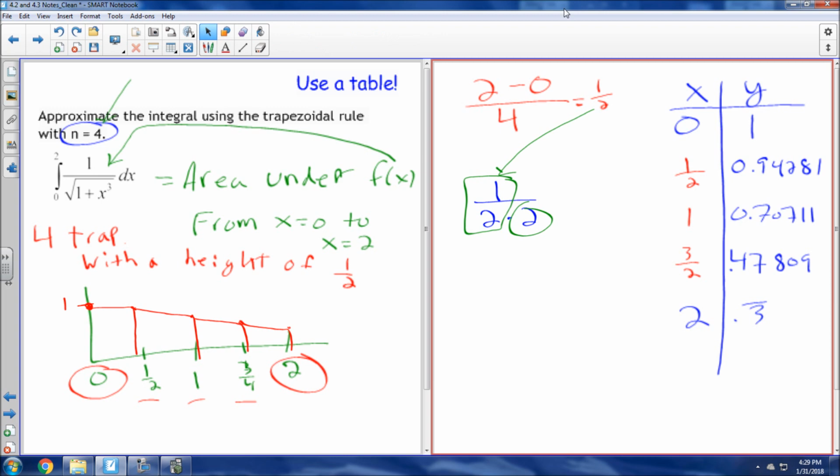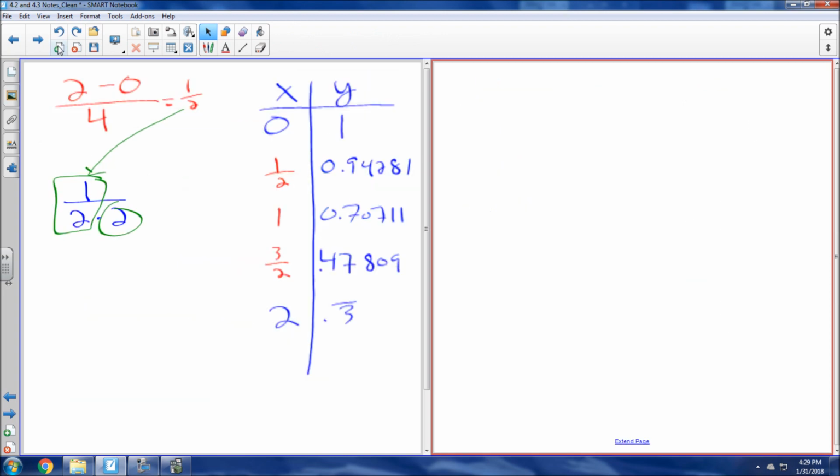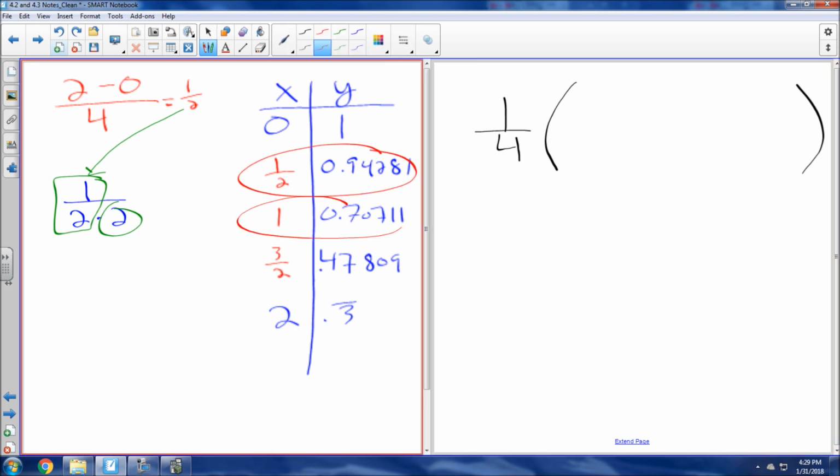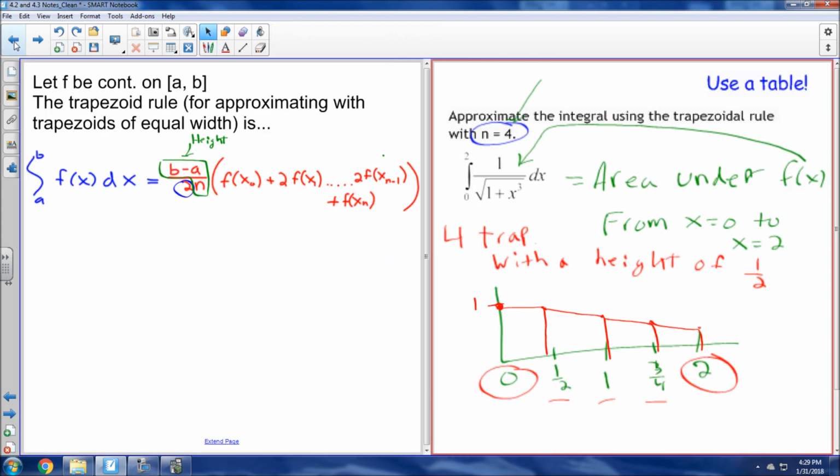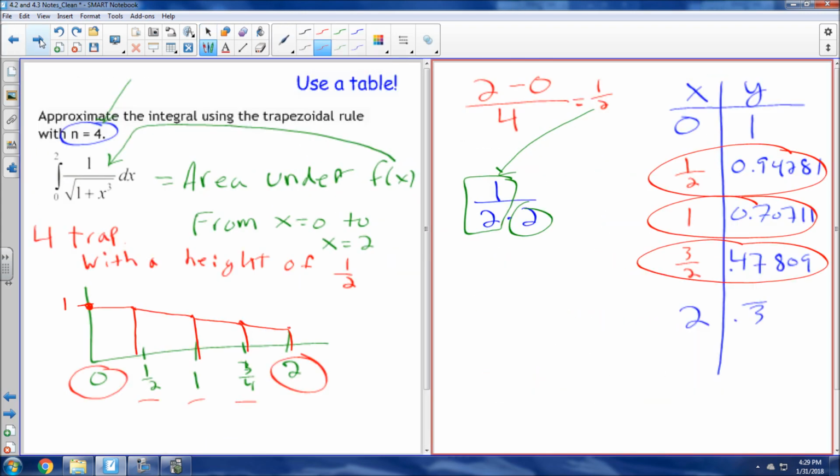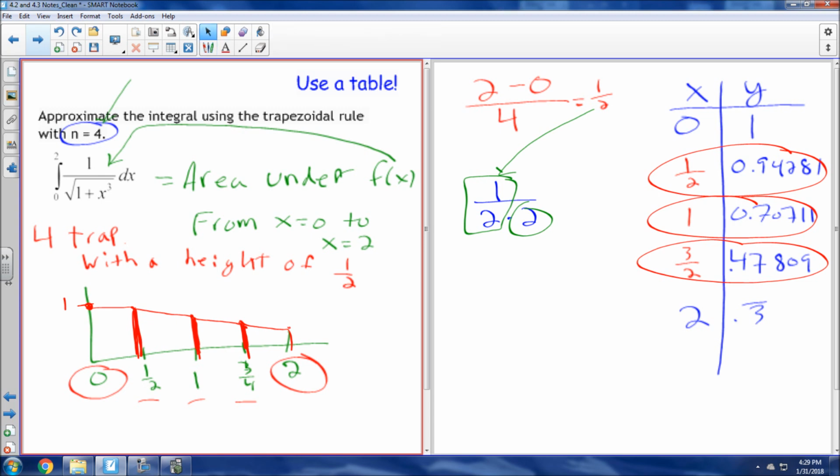Probably shouldn't have circled them both in green. And now we have 1/4. The 1/4 is what can come out of all of these trapezoids. And now what we need to do is we need to take some of these values. So these guys are doubled. Why is that? Because they share a side. So look at your trapezoid. These guys are a side of two different trapezoids, so we need those bases twice.